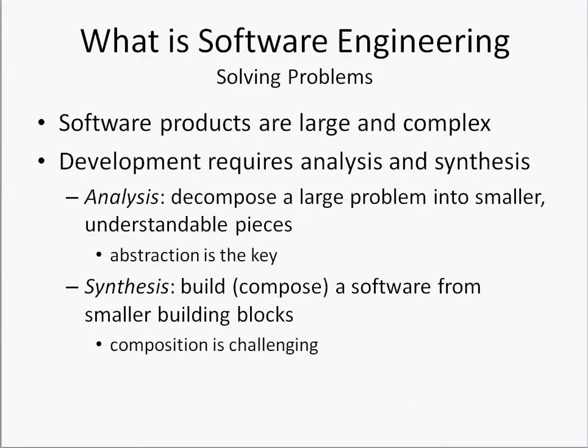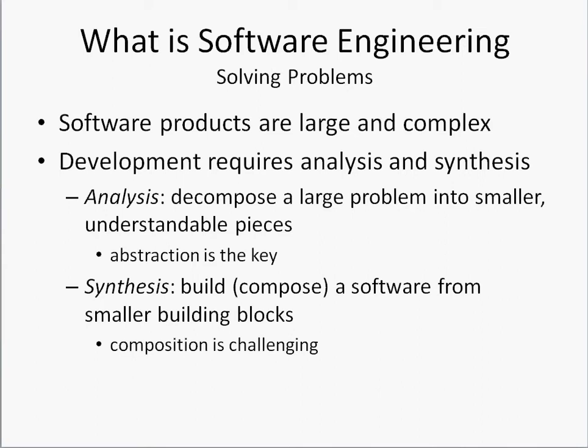Software engineering in a nutshell is about solving problems. And the reason we need to have a process and practice called software engineering is because software products are inherently typically large and complex. For example, the Windows operating system is many tens of millions of lines long, and without applying some well-known best practices, it would be an insurmountable task to complete.